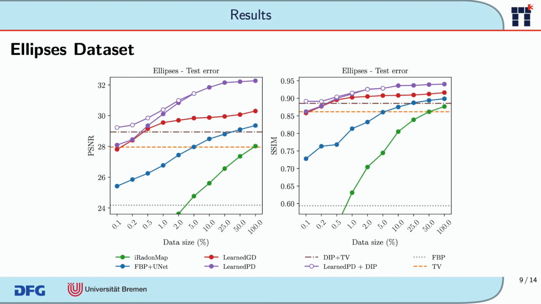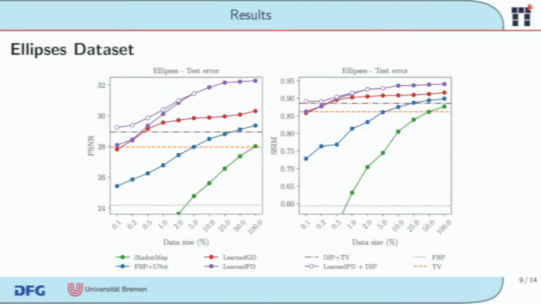We'll start with the ellipse dataset, and here you can see the values of PSNR and SSIM on the test set for increasing sizes of the training set. Here 0.1% means as little as 32 data points. You can see that our approach of the learned primal-dual in combination with the deep image prior works really well in the low data regime. And if you don't have any training data at all, it seems like a good alternative to use our deep image prior in combination with TV.